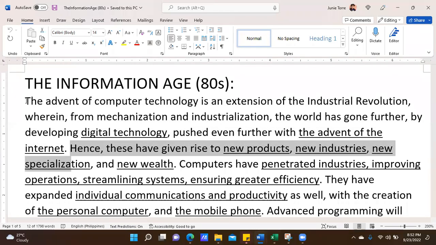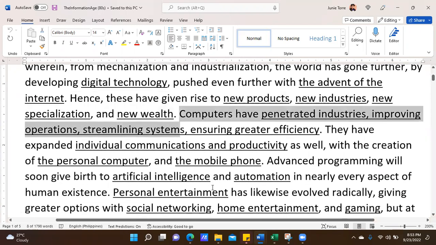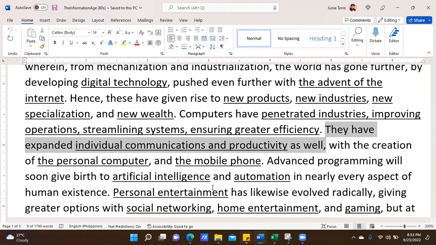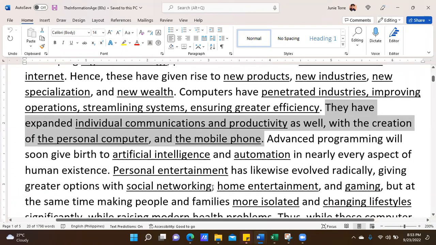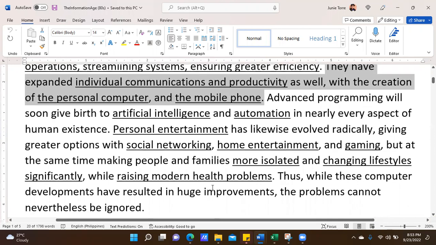Hence, these have given rise to new products, new industries, new specialization, and new wealth. Computers have penetrated industries, improving operations, streamlining systems, ensuring greater efficiency. They have expanded individual communications and productivity as well with the creation of the personal computer and the mobile phone. This all happened in our lifetime, guys. We are in the middle of all of it.